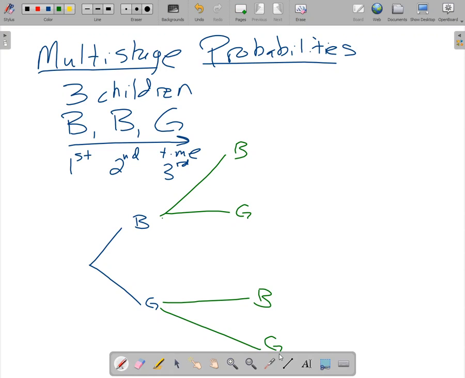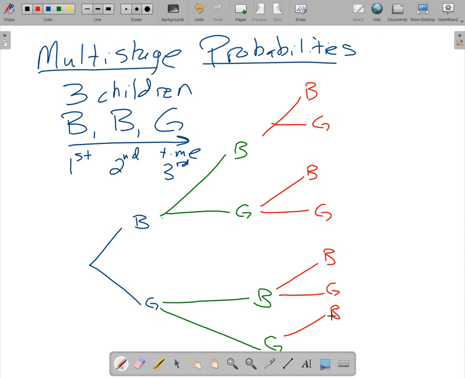So this is like the heads, tails thing with flipping 2 coins. It's the same tree. We just replace boy and girl with heads and tails. We have a third child, though, so every one of these endpoints has to branch again for a boy or a girl. So branch each of these out: boy, girl, boy, girl, boy, girl, boy, girl.